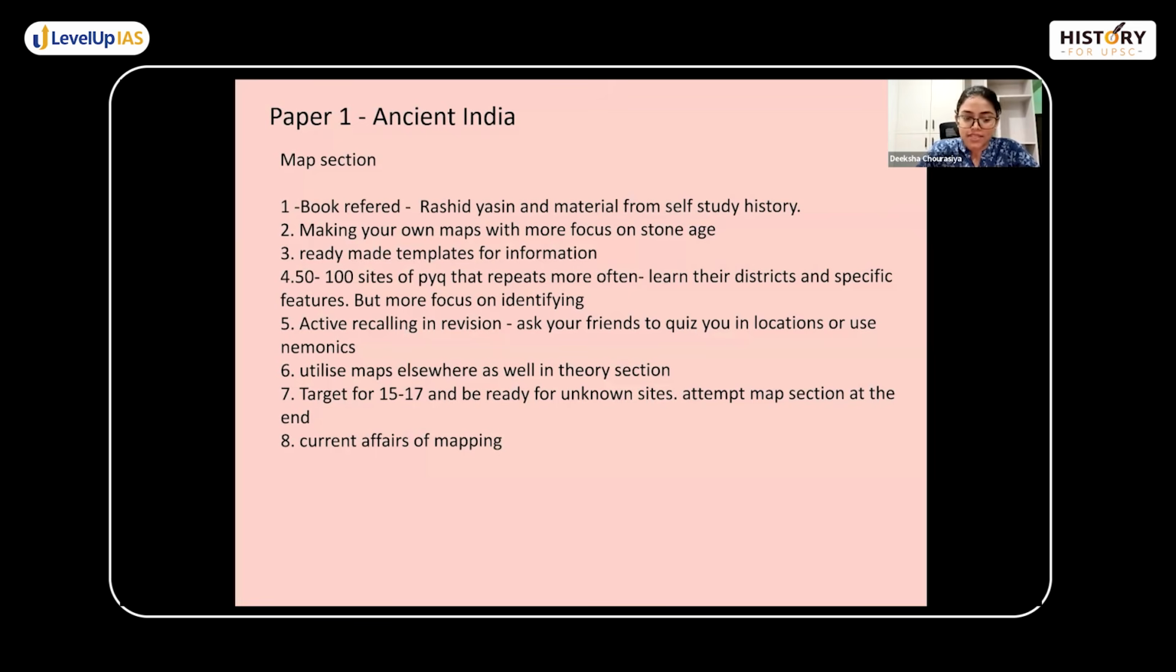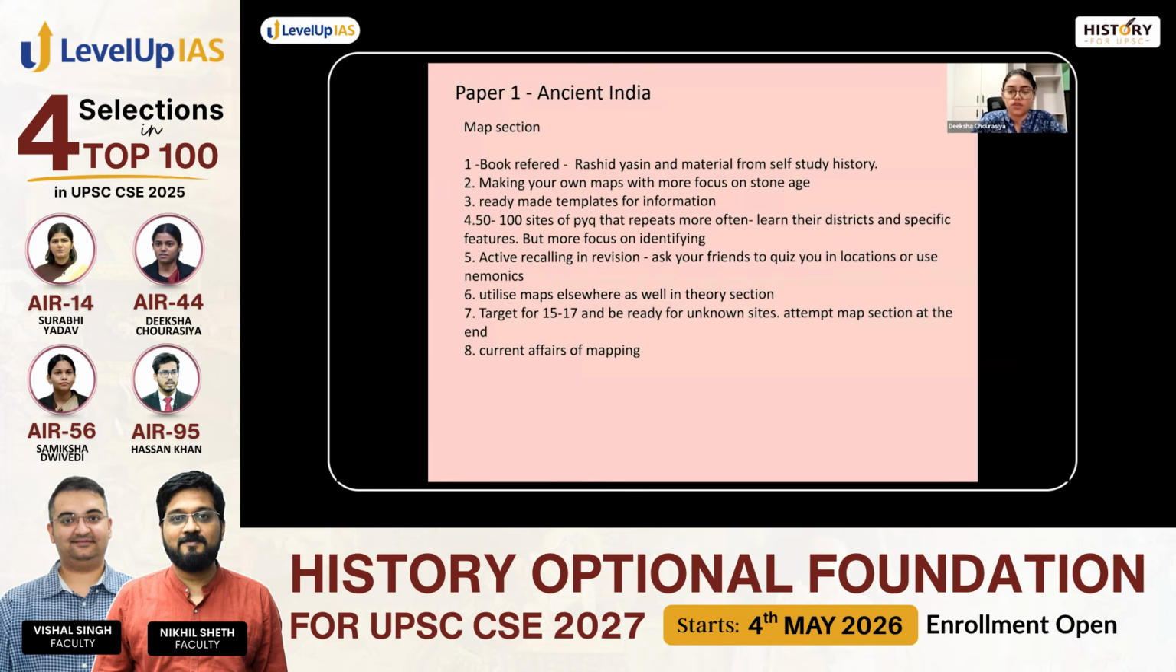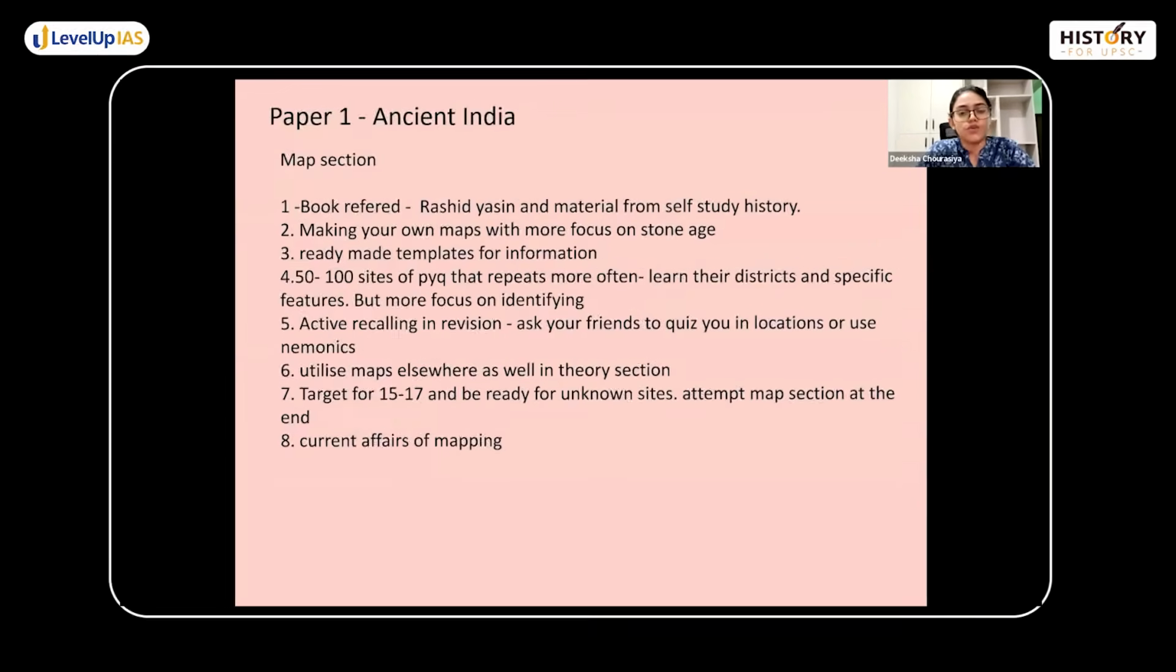So I made sure that at least 15 years of PYQs of maps I had done already. And then I also had Self-Study History's material for mapping. So both of these helped me to cover almost all the sites. In the paper, I attempted around 14 to 15 sites. There were 4 to 5 sites that I could not recognize or might have gone wrong. So I think for the accuracy level of mapping, the target should be 17 to 18.